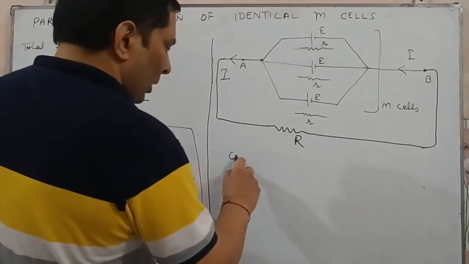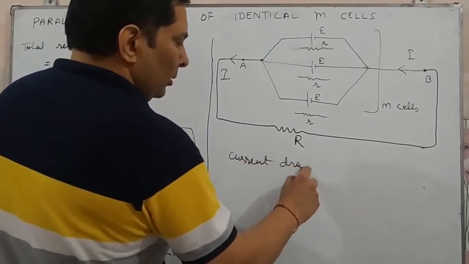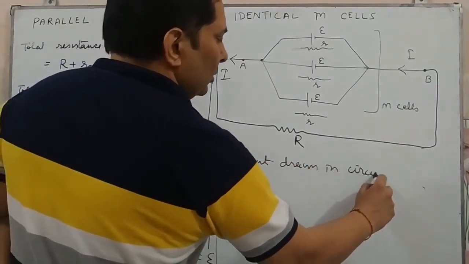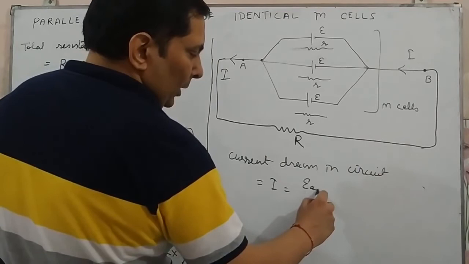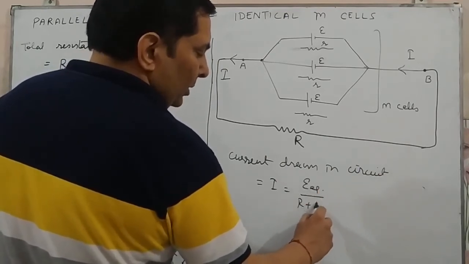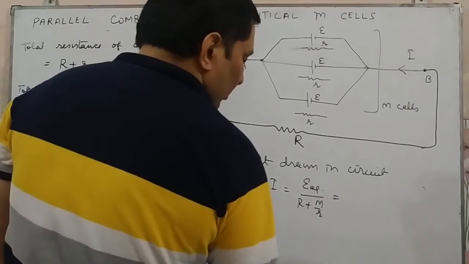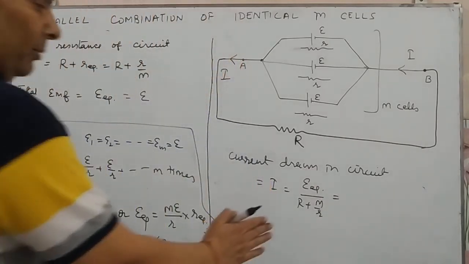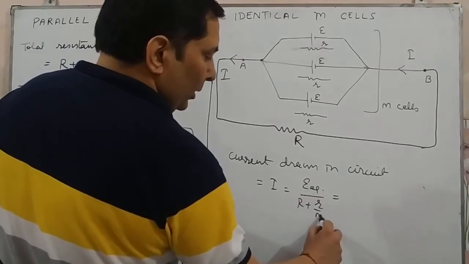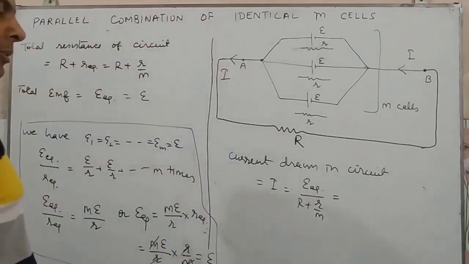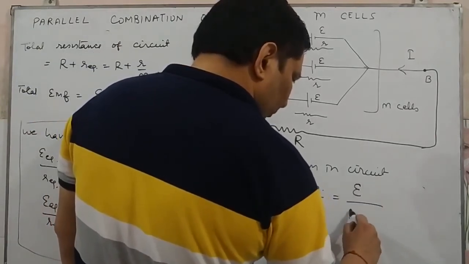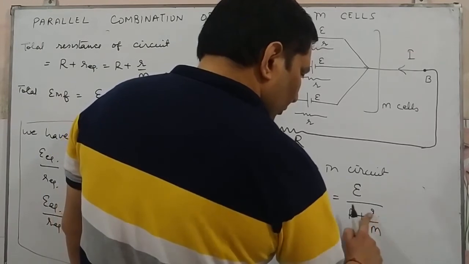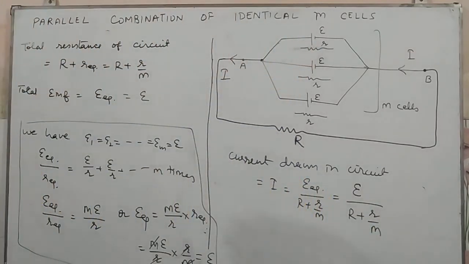The next thing is to find the current drawn in the circuit. That is I equals E equivalent divided by total resistance, R plus r by m. So it is E upon R plus r by m. The result comes out to be I equals E upon (R plus r by m). This is the result for the total current obtained in parallel combination of identical cells.